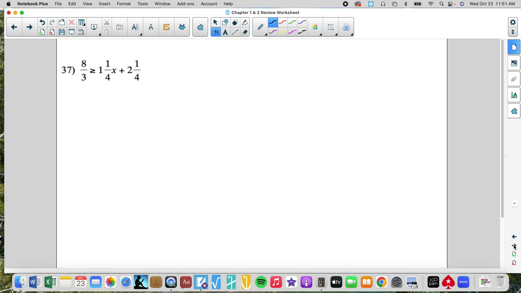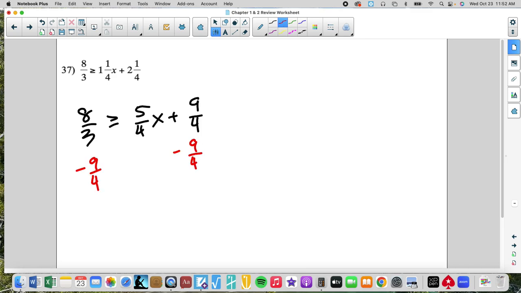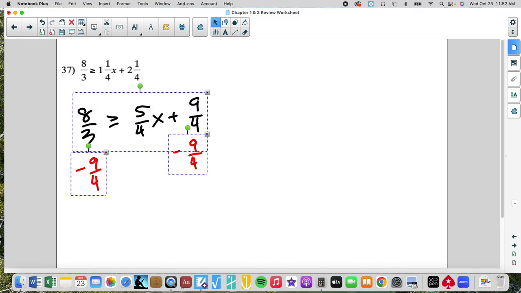I'm going to convert them all into improper first. So I get 8/3 is greater than or equal to 5/4 x plus 9/4. You should be able to convert mixed numbers to improper fractions super easy without a calculator. Negative 9/4. Let's move this over a little bit.